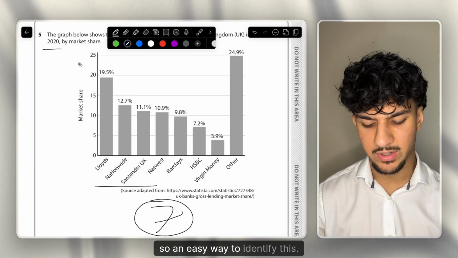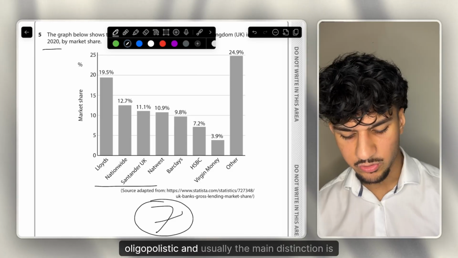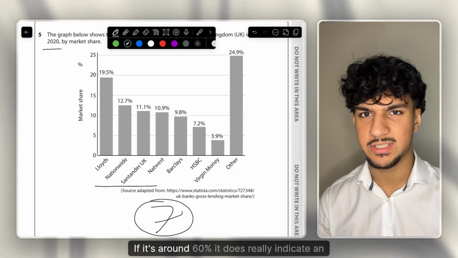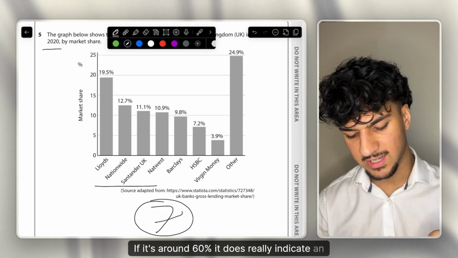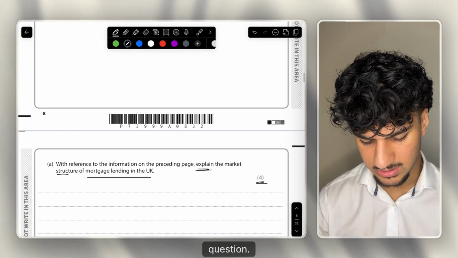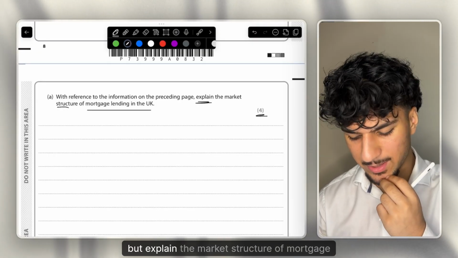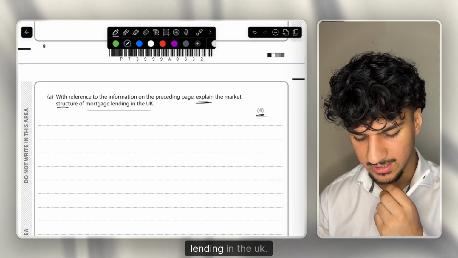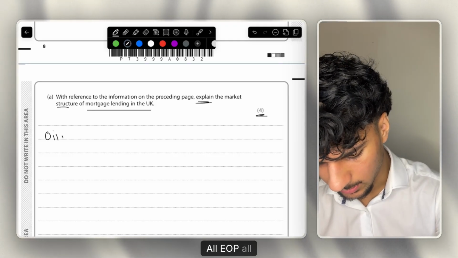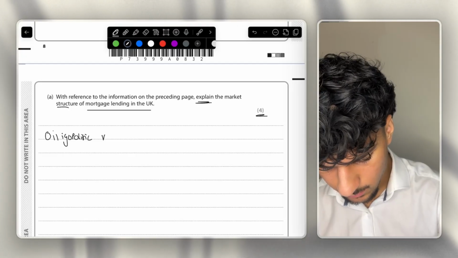An easy way to identify this: anything between 2 to 10 firms can be oligopolistic, and usually the main distinction is the 4-firm concentration ratio. If it's around 60%, it does really indicate an oligopolistic market structure. But let's see if we need to calculate that for the question. It's asking us to explain the market structure of mortgage lending in the UK. So of course, like I said, I would call it an oligopolistic market.